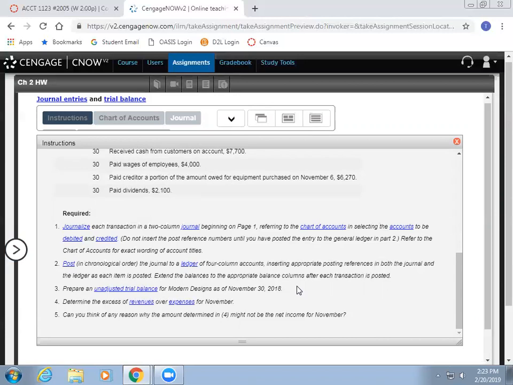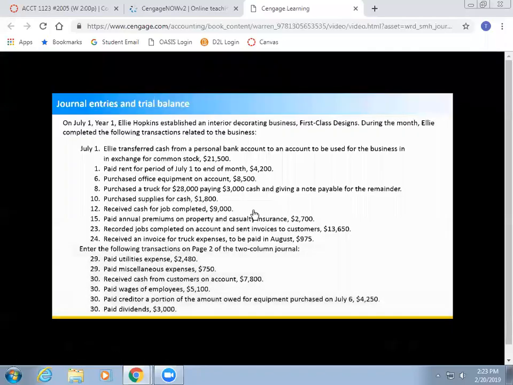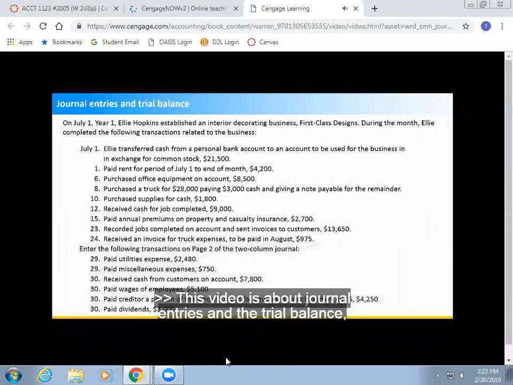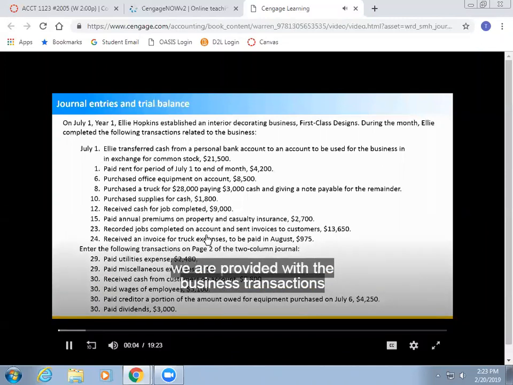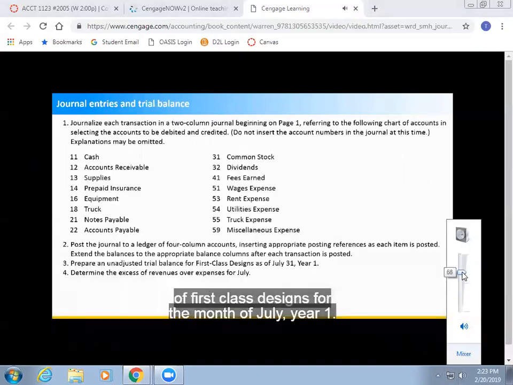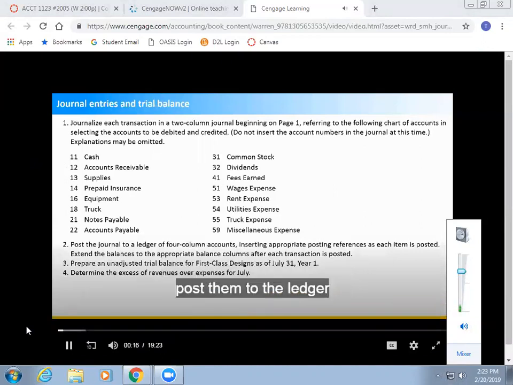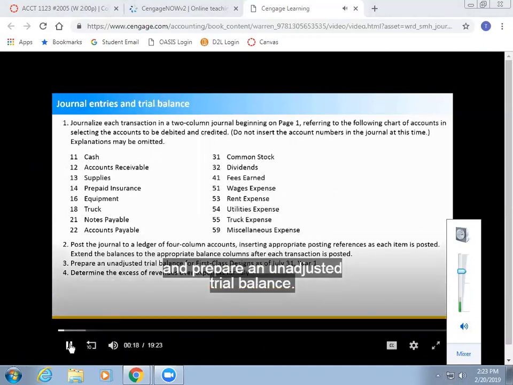Okay. Now remember, you can always do those. If I come up here on the toolbar, I can do a show me how, and it might be a good place to start. So it'll actually walk you through the whole problem. We're required to journalize each of the transactions, post them to the ledger, and prepare an unadjusted trial balance.